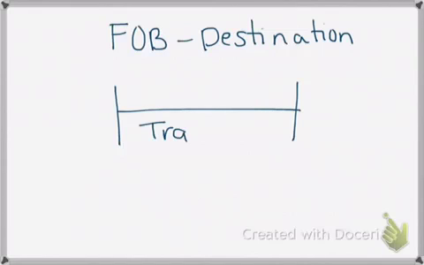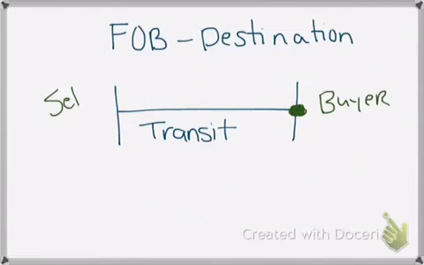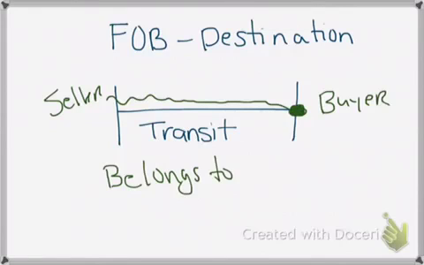Now when we look at FOB destination, again, we still have this whole thing where we're looking at it being in transit, it being shipped. But with FOB destination, what we look at is it does not belong or it doesn't change hands until it reaches its destination, until it reaches the buyer. So the whole time that it is being shipped, it belongs to the seller. So it has to be in the seller's inventory.